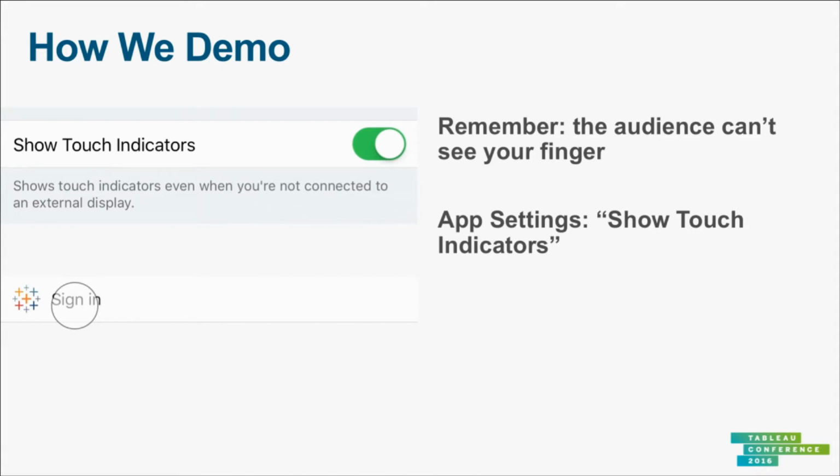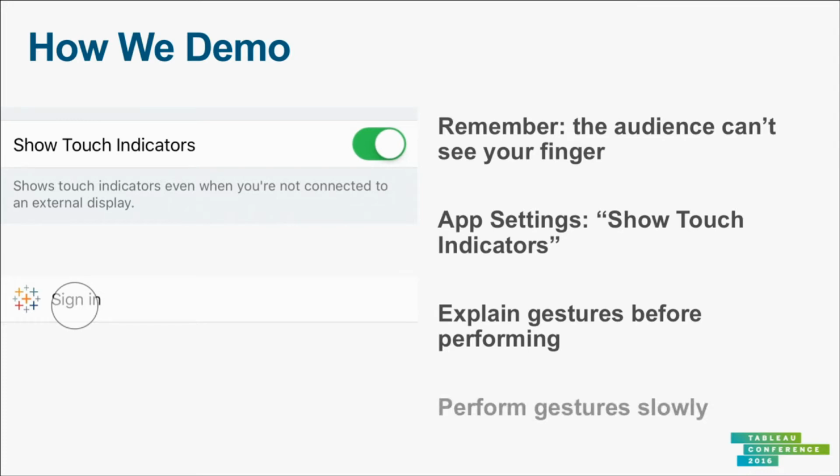This helps out a lot. I suggest turning it on whenever you're giving a demo. And it also helps to explain what you're going to do before you do it. So explain your gesture before you perform the gesture. When you perform the gesture, do it slowly.